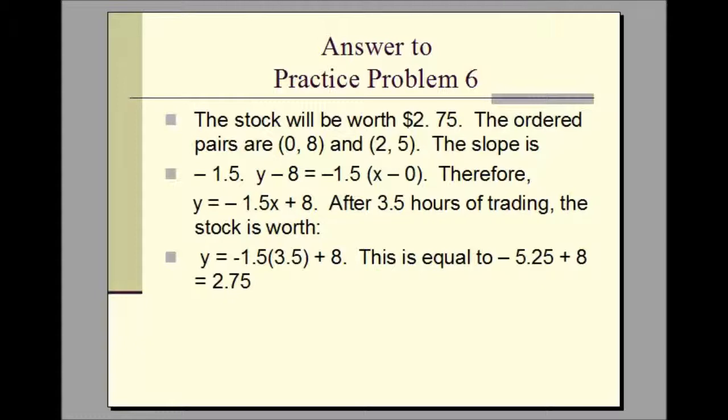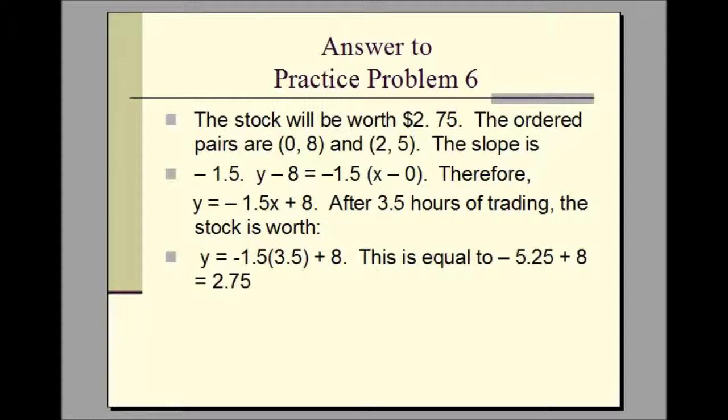The ordered pairs are (0, 8), which means that before trading started for the day, at time t equals 0, the stock is worth $8, and (2, 5), which means after 2 hours of trading, the stock was worth $5. Substituting into the slope formula tells us that the slope is negative 1.5. The equation is y minus 8 equals negative 1.5 times (x minus 0). Simplifying gives y equals negative 1.5x plus 8.